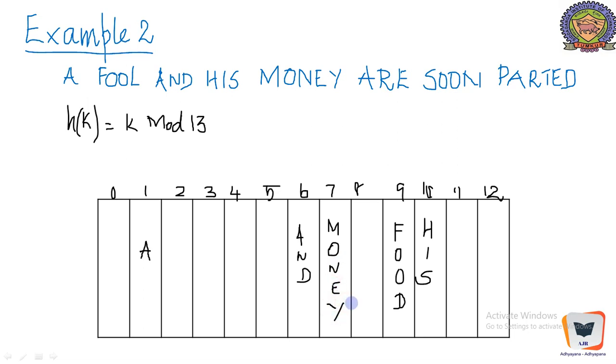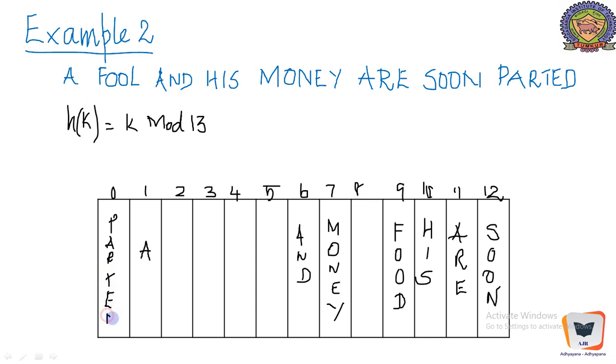Then R will go to 11 because it yields a hash value of 11, and soon is also 11. Soon will be inserted here only because 11 is already filled up. Then parted comes with 12 as the key. 12 is already filled, therefore the search for an empty cell will wrap around and parted will be written over here. PRTD. This is how it is being filled up.